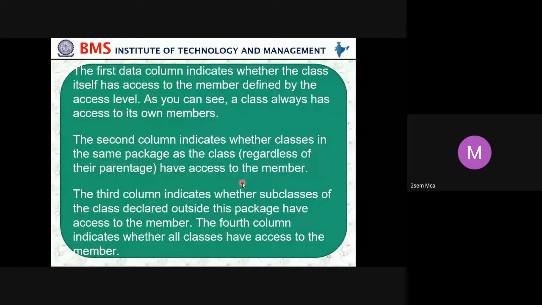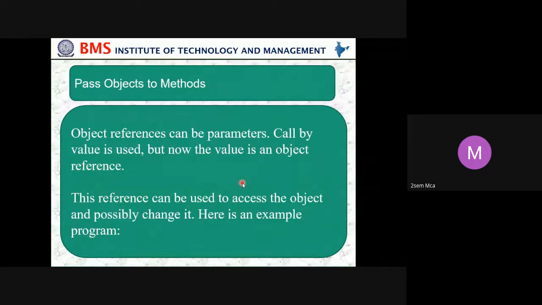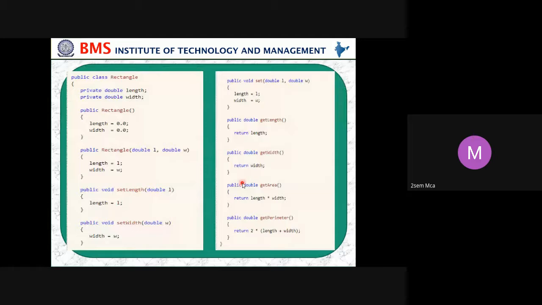So we have seen what the first column says, what the second column says, what the third column says. And next we move on to passing objects to methods. Call by value means you're just passing values to the methods. When you're passing reference objects, then we call it call by reference. That's what we have seen in the first unit also.